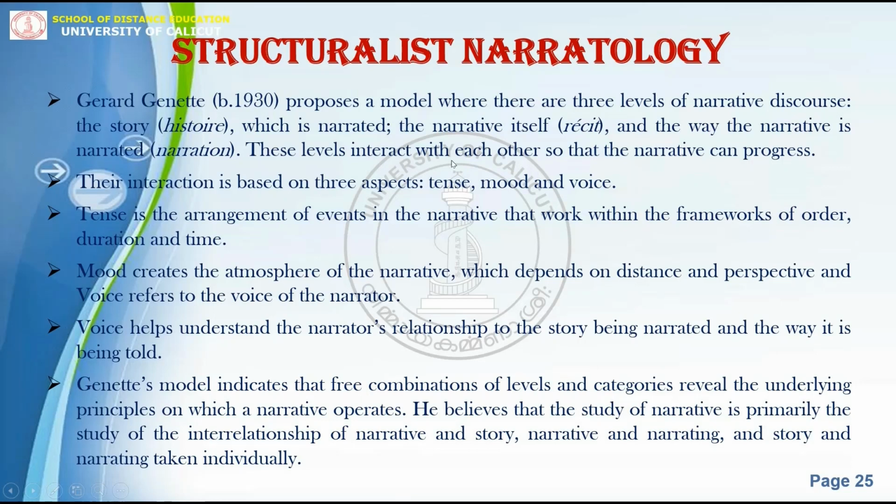Now these levels interact with each other so that the narrative can progress. So history, récit, and narration are the three levels of narrative discourse. Their interaction is based on three aspects: tense, mood, and voice. Tense means the arrangement of events in the narrative that work within the framework of order, duration, and time.